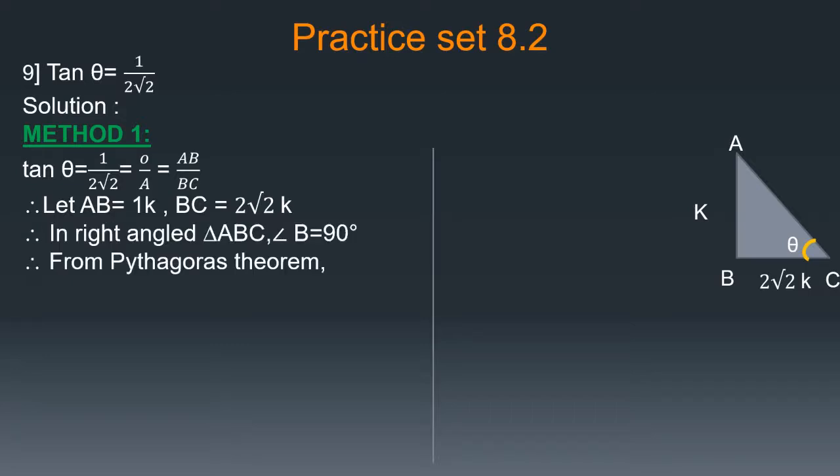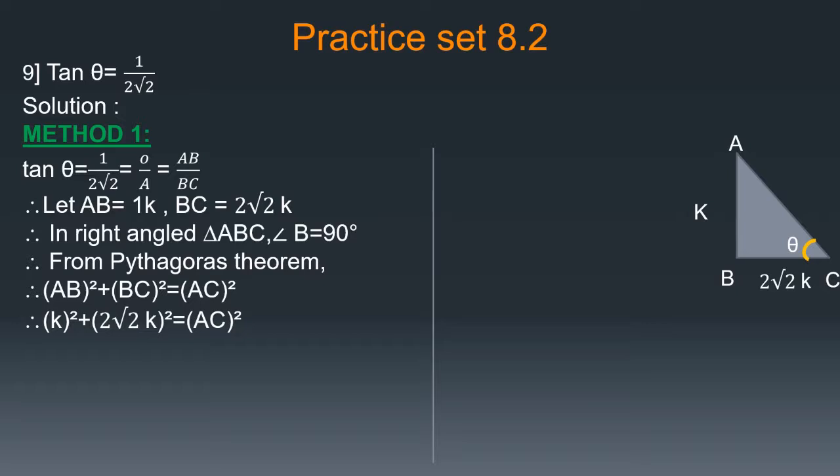In order to find out the third side, we use Pythagoras theorem. So therefore in a right angle triangle ABC, angle B is equal to 90 degrees. So therefore from Pythagoras theorem, AB square plus BC square is equal to AC square. The value of AB and BC we will substitute here. So we get 1K square plus 2 root 2K the whole square is equal to AC square. Therefore 1K square plus 4 into 2 in one bracket K square is equal to AC square.